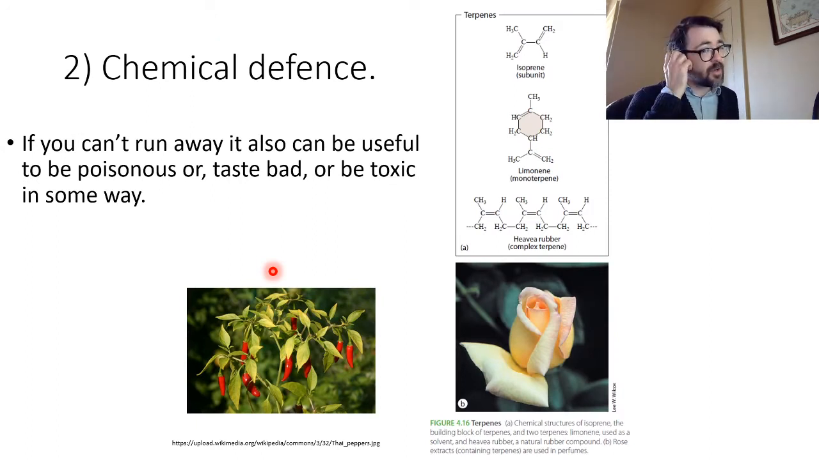Chemical defenses, I think, are also another potentially obvious way. If you can't run away and if you don't have any mechanical defenses, maybe a good option is to taste bad or be poisonous or toxic in some other way. So terpenes are a really common type of poison that roses have. But you could also imagine things like chili peppers might be, the spiciness of a chili pepper is probably an adaptation to prevent certain types of herbivory.